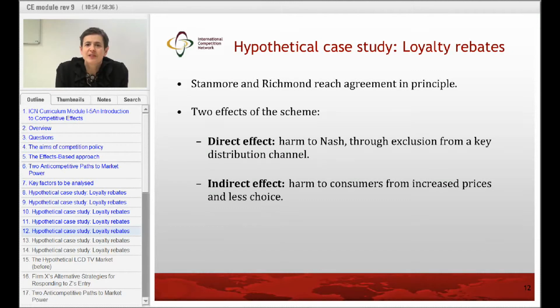So, Stanmore and Richmond have appeared to reach an agreement in principle here. Stanmore's CEO has agreed to send a template of its retailer rebate contract to Richmond's CEO. One might expect that sort of correspondence to be valuable evidence for a competition authority. Note that the effect of the scheme will not simply be to harm and exclude Nash, but also and importantly to harm consumers by restricting choice and increasing prices. Now let's see how a group of consumers react once the scheme has been implemented.